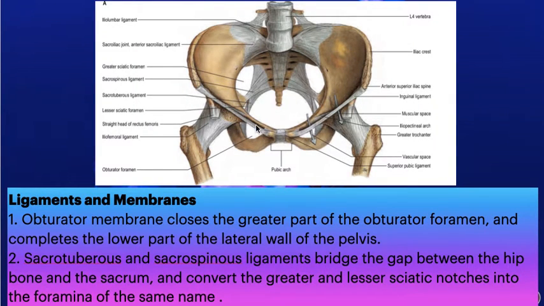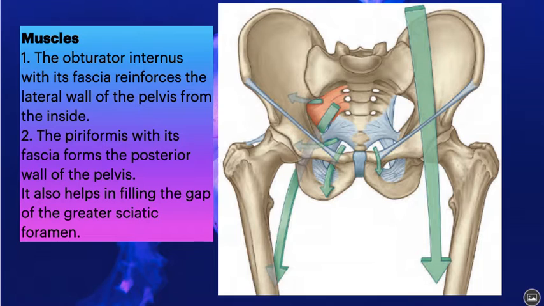Now, coming to the ligaments and membranes, we have the obturator membrane closing the greater part of the obturator foramen and completing the lower part of the lateral wall of the pelvis. The sacrotuberous and the sacrospinous ligaments bridge the gap between the hip bone and the sacrum and convert the lesser and the greater sciatic notches into foramina of the same name. You can see it over here.